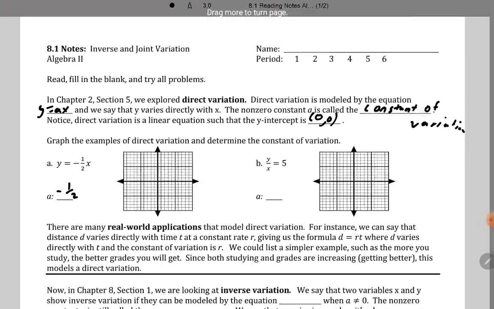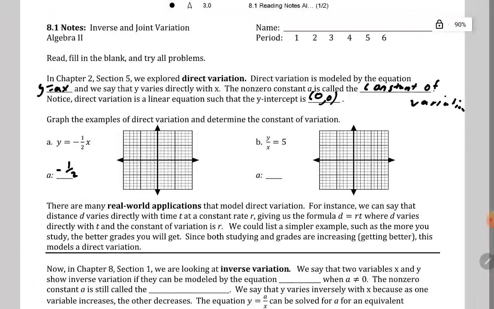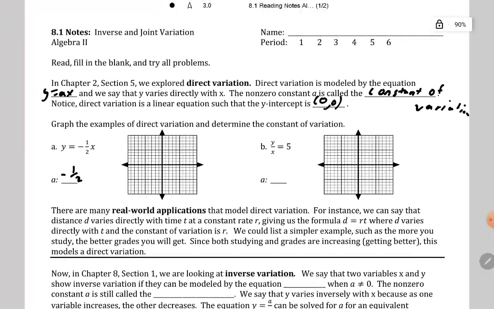Let's see if I can zoom in on this. I cannot, I guess. Okay. Well, anyways, 0, 0 is right there. And then, hopefully you remember how to graph a line. Down 1, right 2. And up 1, left 2. And then go ahead and draw your line.